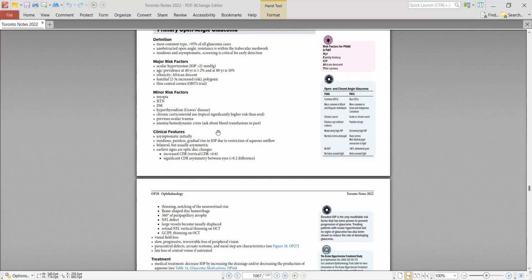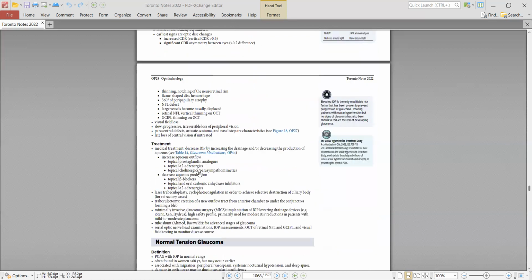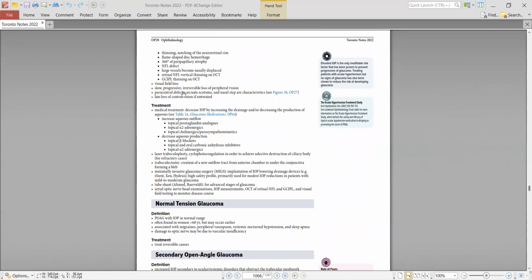This will get detected only by routine eye examination. When you do it in detail, you will know that the patient is having some vision problems, so you do perimetry for that. Findings are optic disc changes, increase in the cup disc ratio, significant cup disc ratio asymmetry between the eyes, thinning, notching, flame-like hemorrhages, peripapillary atrophy, and visual field loss: slow, progressive, irreversible loss of peripheral vision.